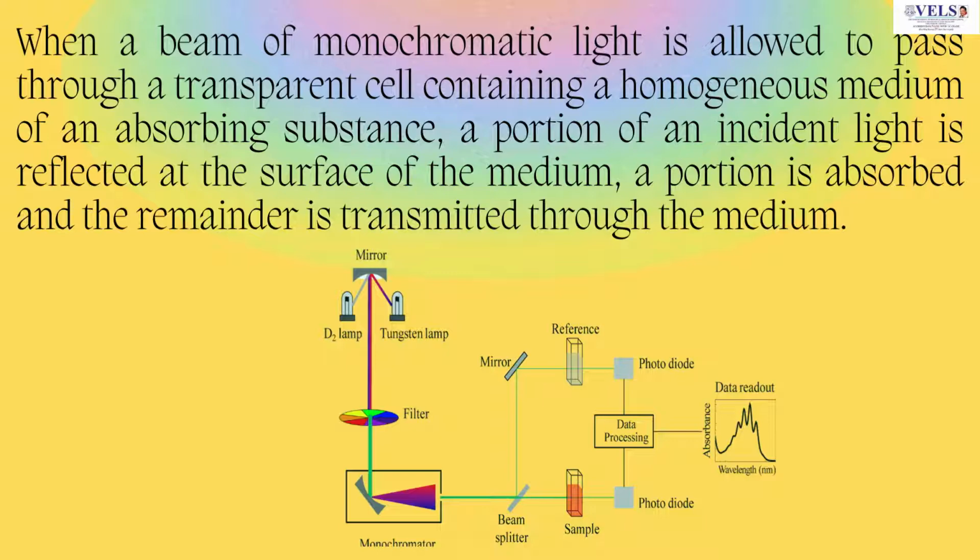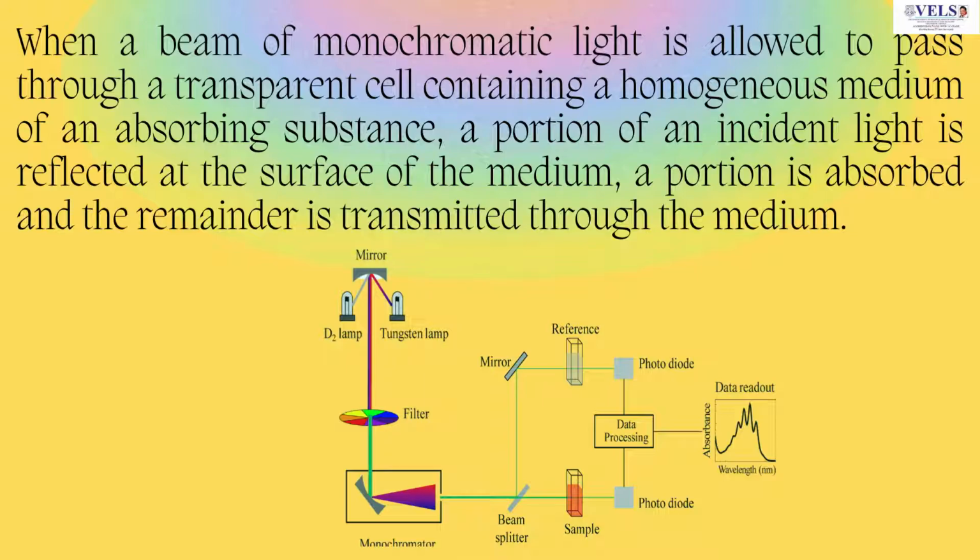From the UV visible spectrophotometer, you can also collect the spectrum. The spectrum is drawn with wavelength on the x-axis and absorbance on the y-axis. From the spectrum, we can identify the substance, and by using the absorbance value, you can calculate the quantity of substance present in your unknown solution.